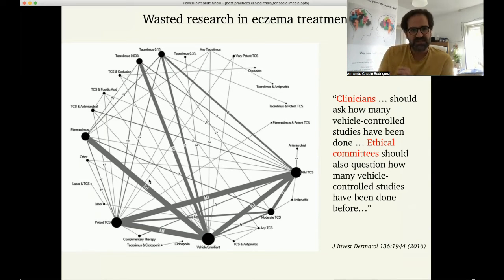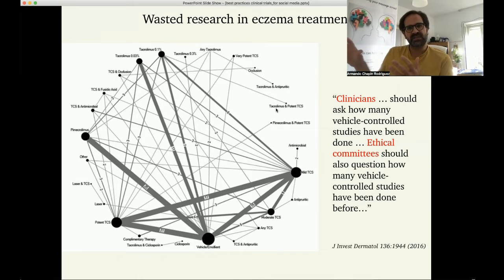And what you see is these very thick lines showing, for example, many studies have compared tacrolimus with vehicle, or pimecrolimus with vehicle. But very few studies have compared, for example, a very potent TCS with occlusion or occlusion and vehicle, or certain antimicrobials with tacrolimus.